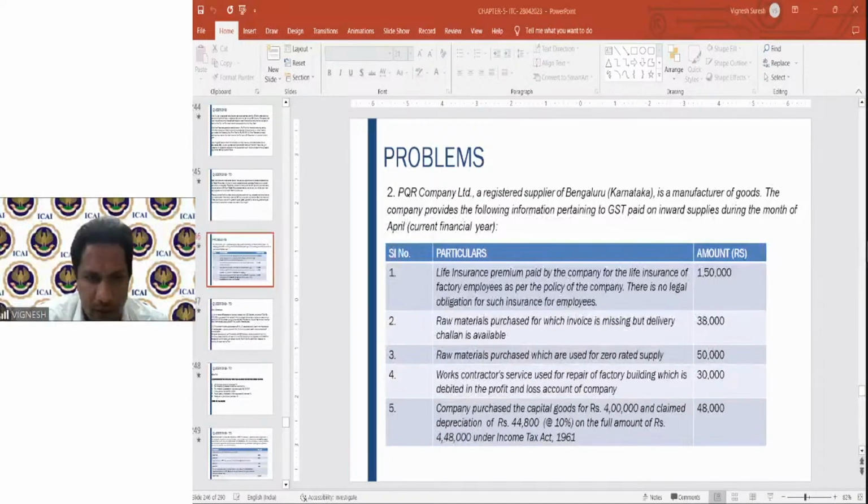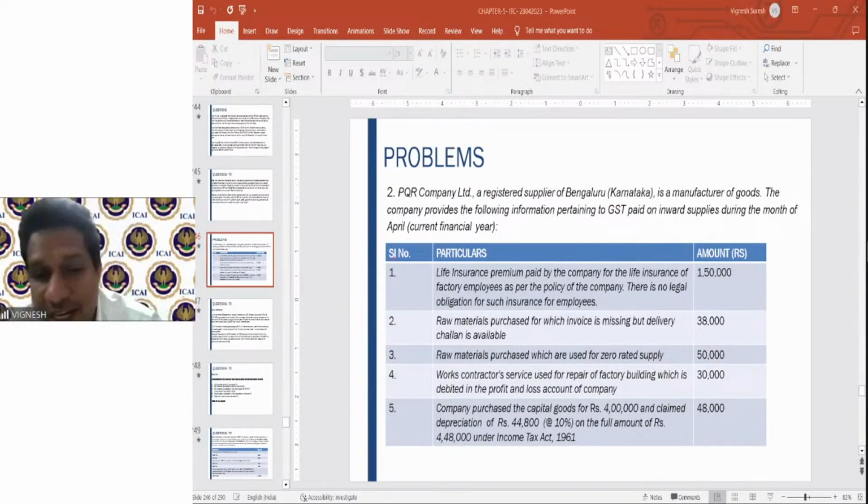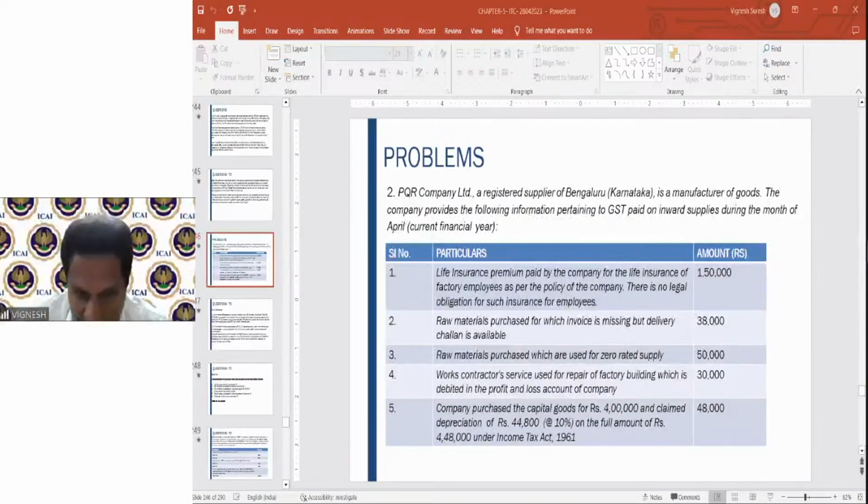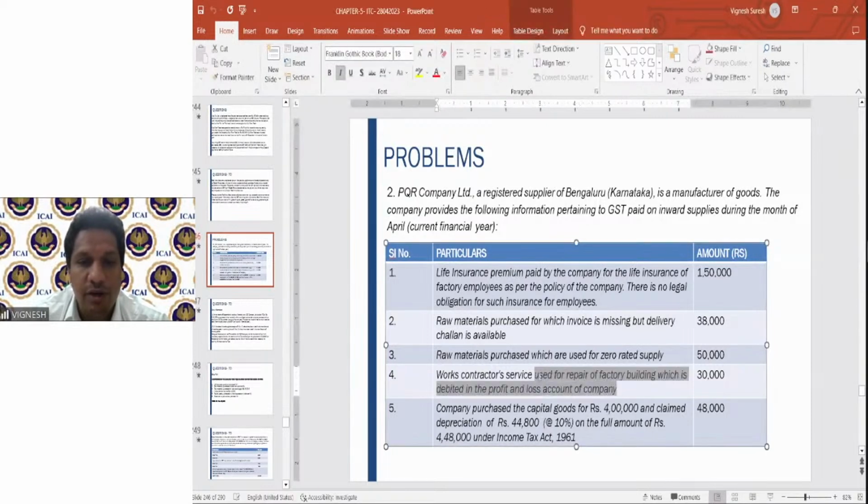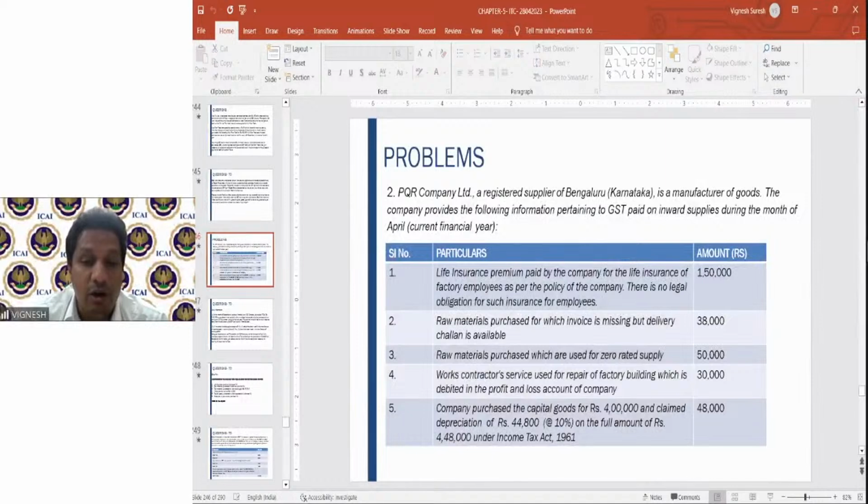What about the fourth one? Works contract service used for repair of factory building, which is debited in the profit and loss account of the company. Another very, very interesting point. Where does it come, first of all? Whether it comes in 17(5)(c) or 17(5)(d). That is the point you have to see here. Try to give an answer for this. Works contract service used for repair, which is debited in the profit and loss account of the company.